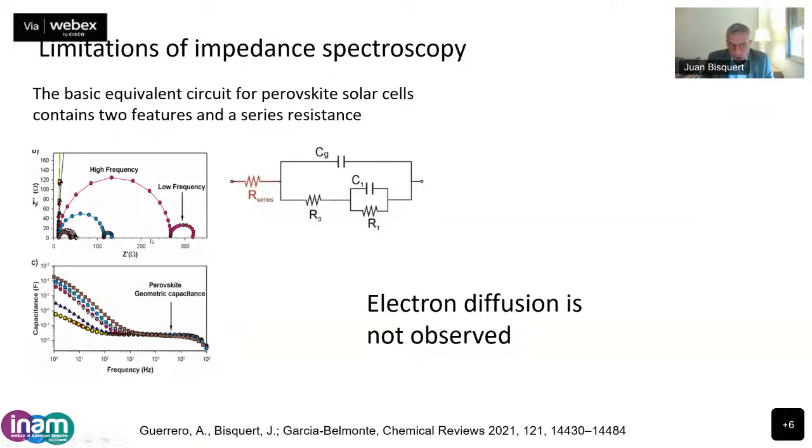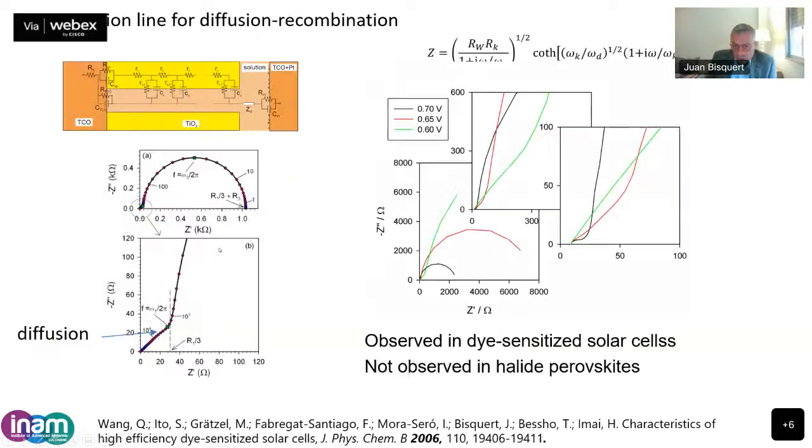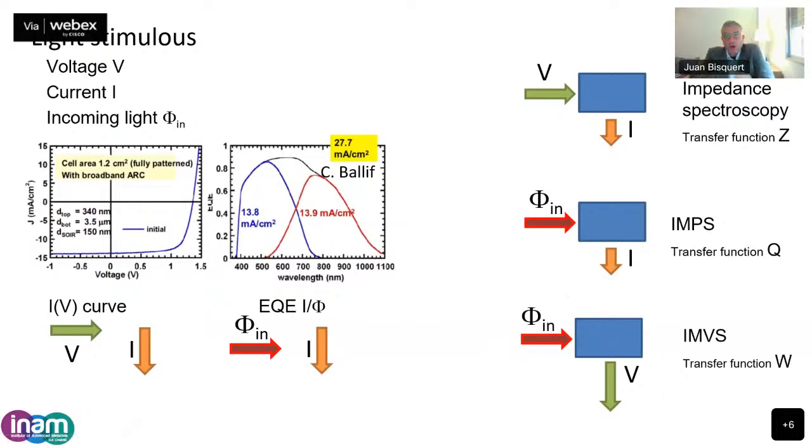But anyway, we see two arcs, as I mentioned before, but we don't see these lines of 45 degrees that are the standard manifestation of diffusion. So we have been using other methods because, of course, as I commented before, we have the JV curve, but we can stimulate the perovskite solar cell also with light. And then if I stimulate with light and measure the current, this is the external quantum efficiency that is complementary to the current voltage curve. This is also a very important characteristic of the solar cell using light stimulation.